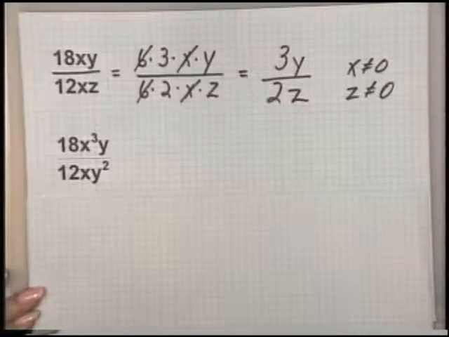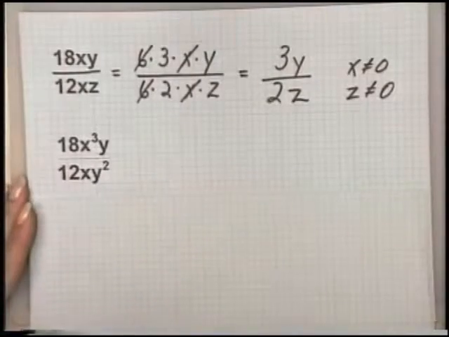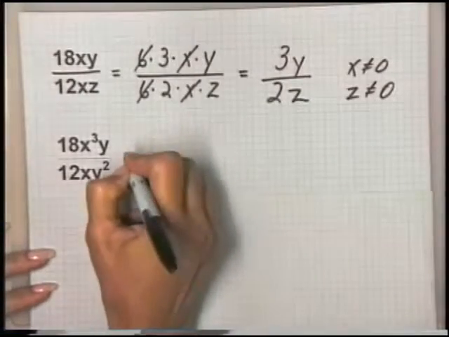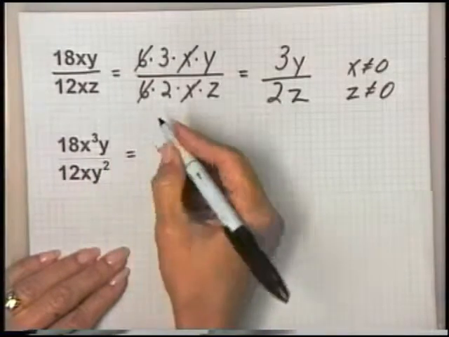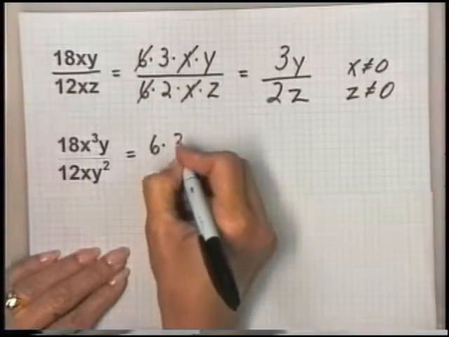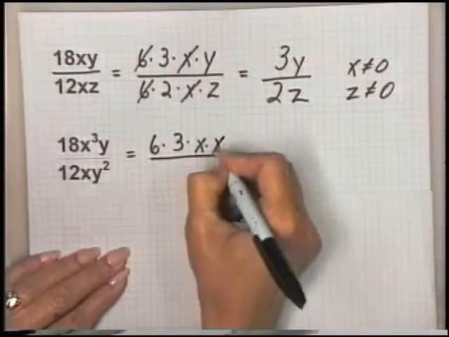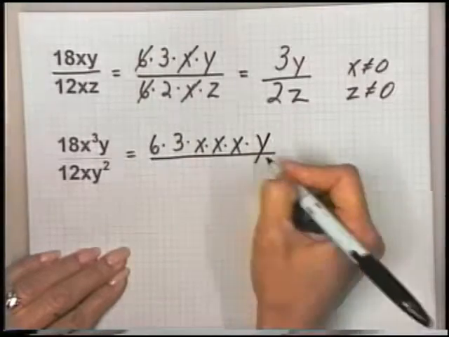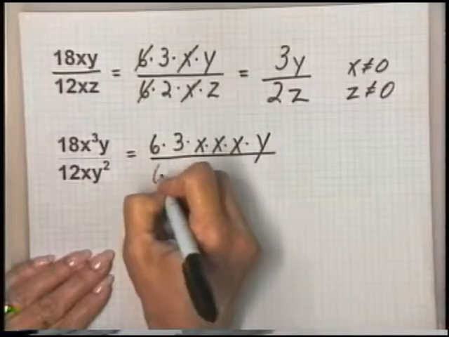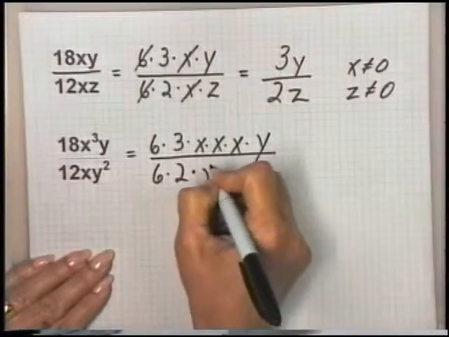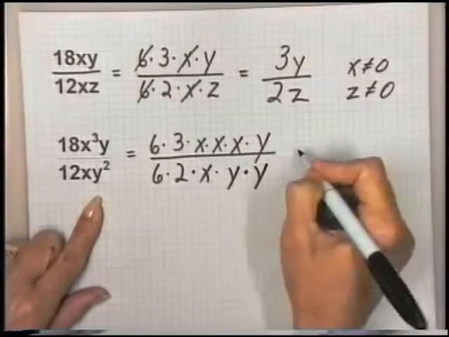For the next problem, it's fairly similar. It's just that our factors have exponents other than the exponent 1. Well, we can work it this same way. Let's factor the 18 as 6 times 3. The x cubed means x times x times x, and then we'll have times the factor of y. In the denominator, the 12 is 6 times 2 times the x, and the y squared factors as y times y.